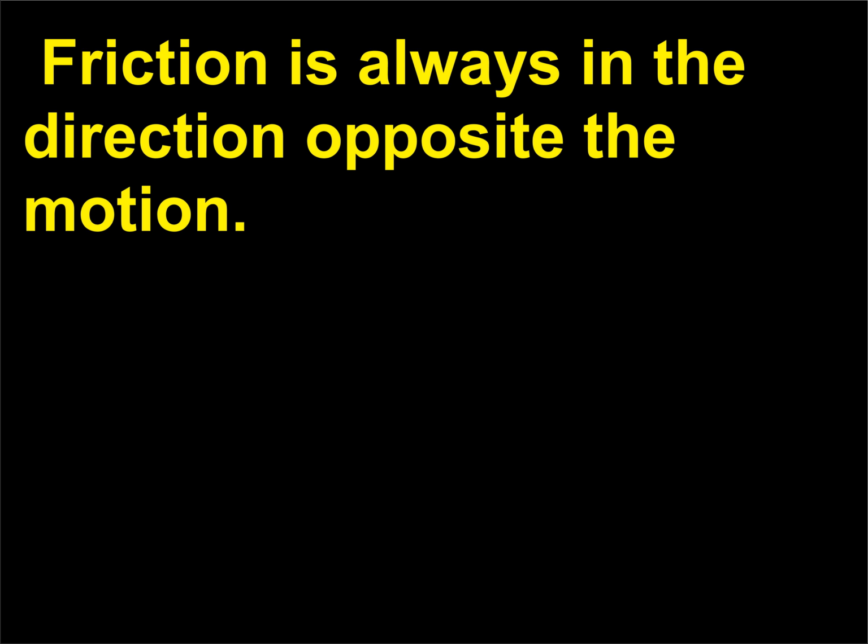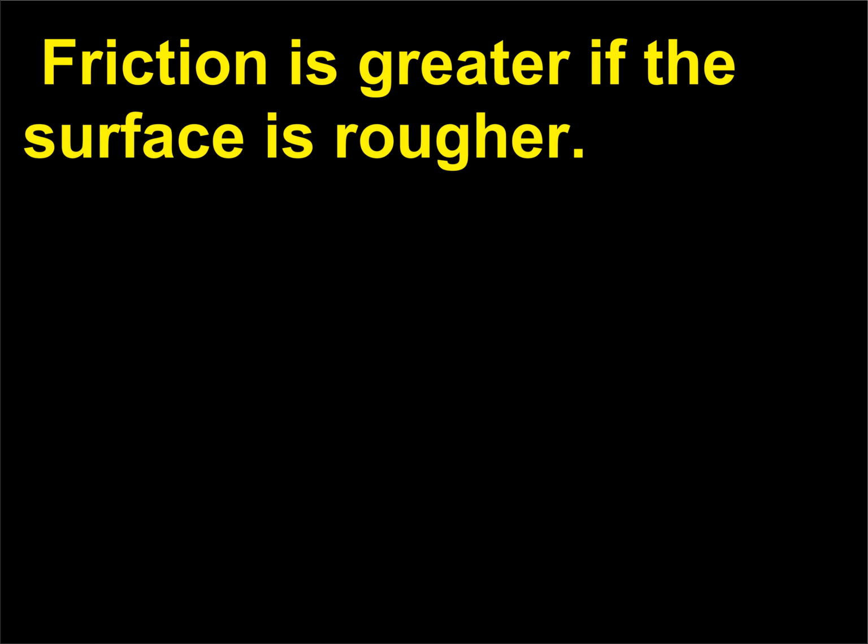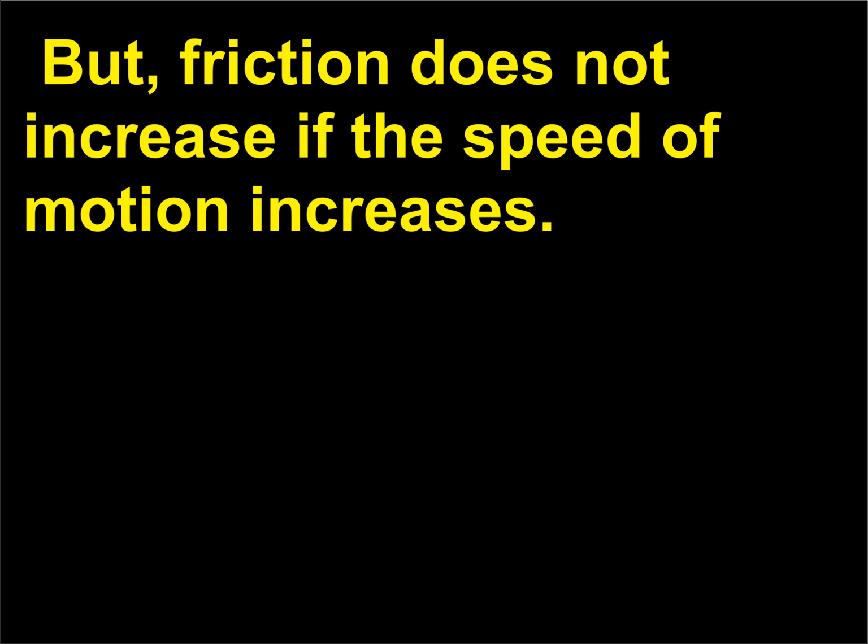Friction is always in the direction opposite the motion. Friction is greater if the moving object is heavier. Friction is greater if the surface is rougher. But, friction does not increase if the speed of motion increases.